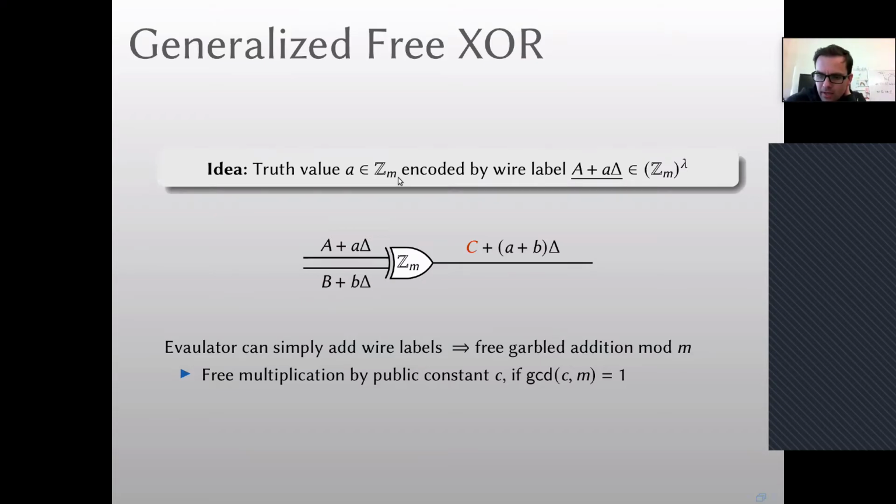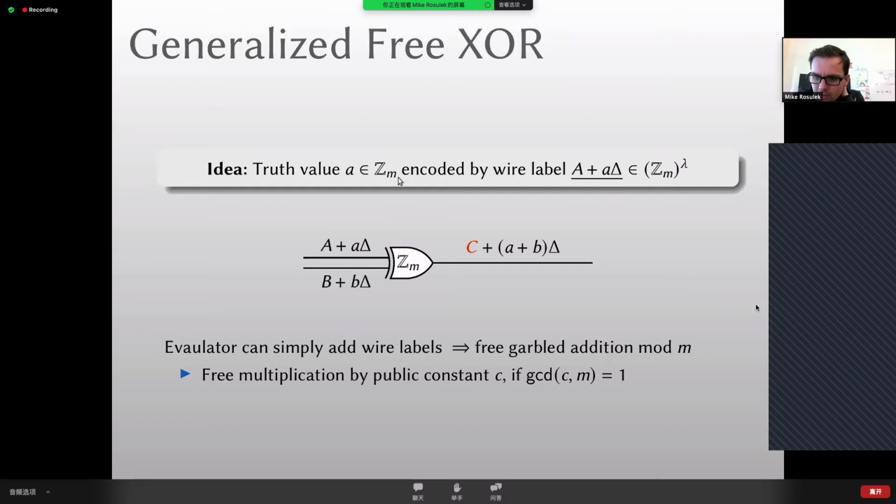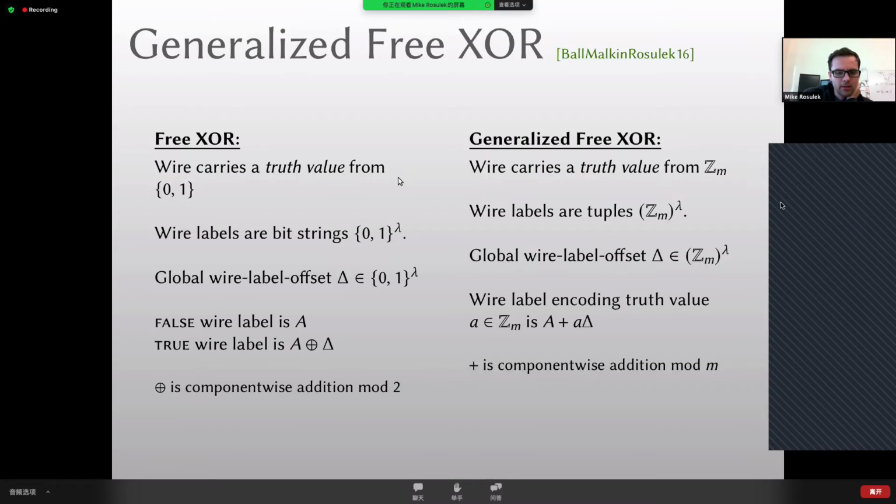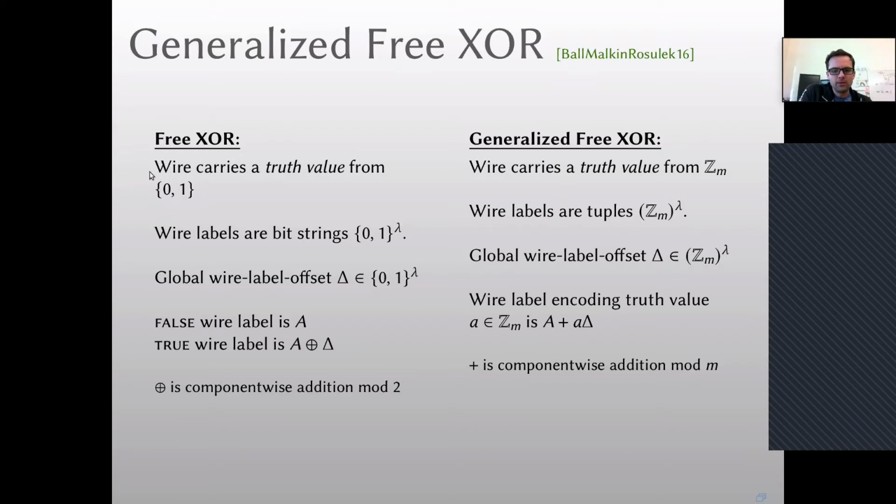There's a question in the chat, thanks for that. Why are the labels a vector instead of just a value? That's a good question. Just like in free-XOR, the value is just a 0 or a 1. The wire label has to be something long that you can use as an encryption key. The same thing is true for this generalized version. I want you to think of little m as a small number, like 5.